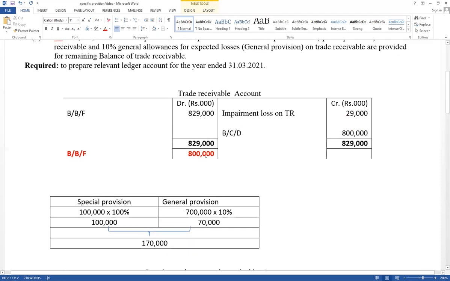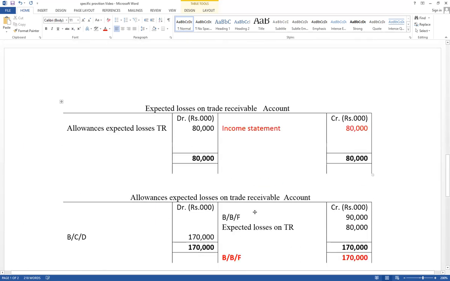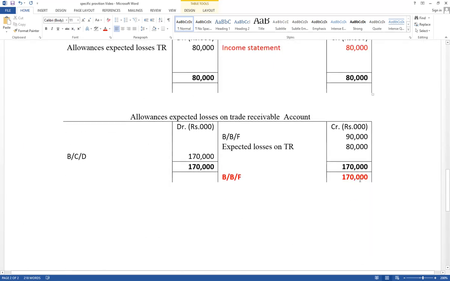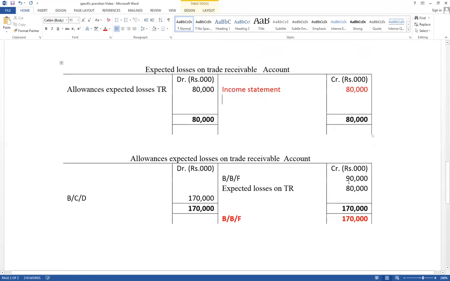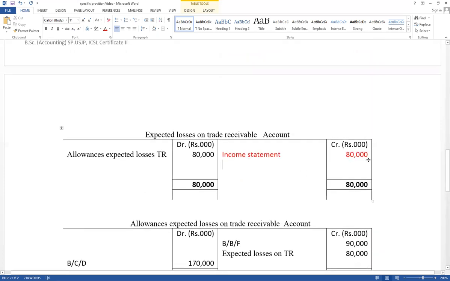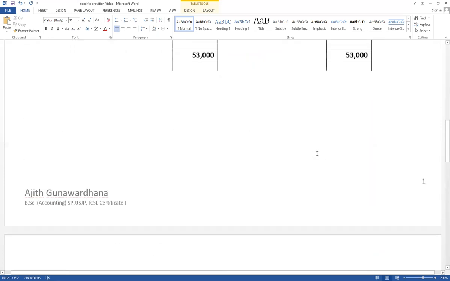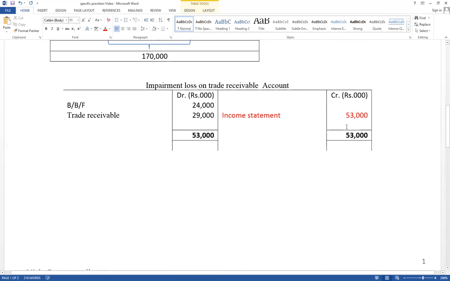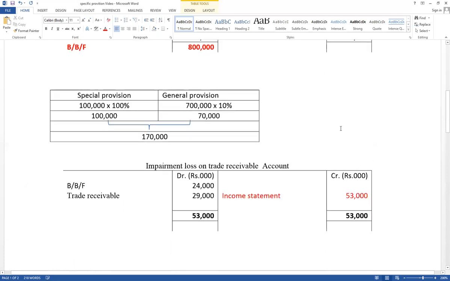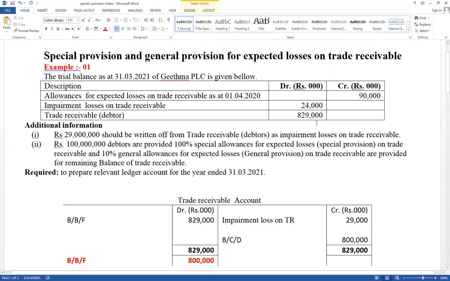Then trade receivable 800,000. This value should be included under current assets. From this value, deduct the closing balance of allowances for expected losses under current assets. Therefore, trade receivable minus this value should be included under current assets. As well as expected losses on trade receivable, distribution expense, and impairment loss on trade receivable, also distribution expense. Try to recognize special provision as well as general provision.